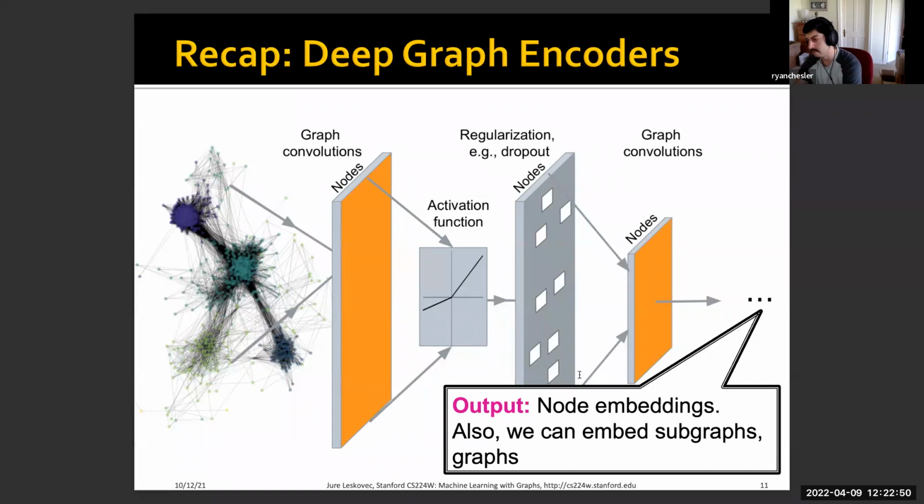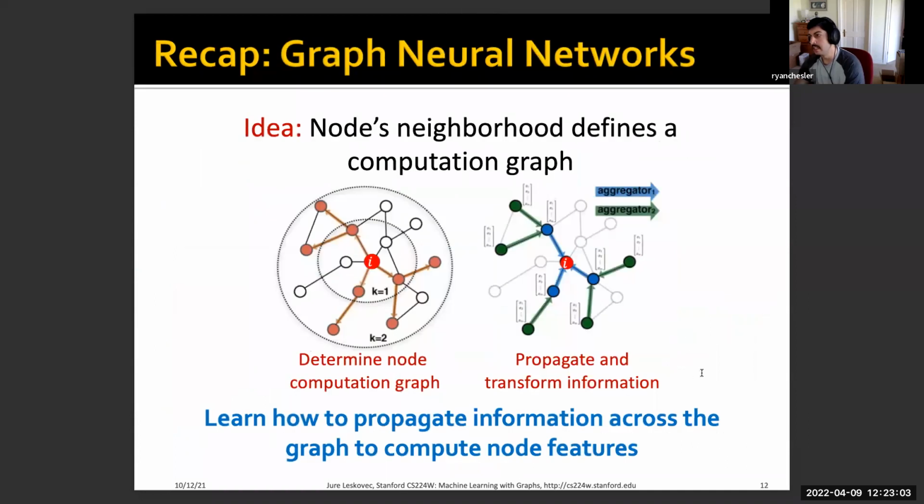And that could be node embeddings, that could be a direct prediction, that could be an embedding for a graph. There's a bunch of different things that you can do with that, but we'll talk about those more in later slides.